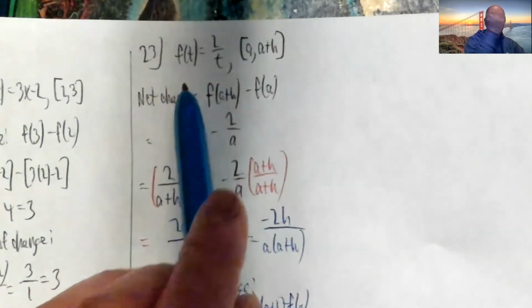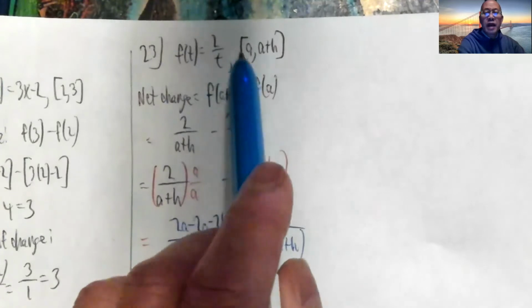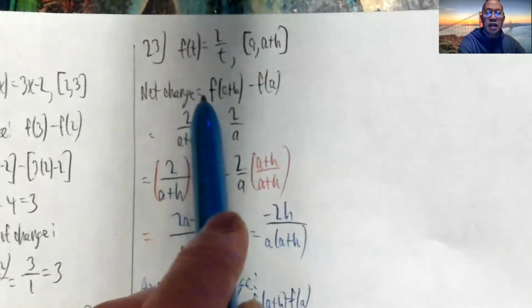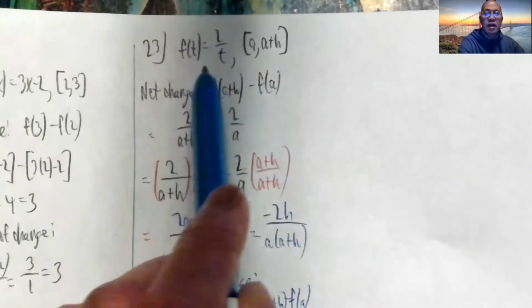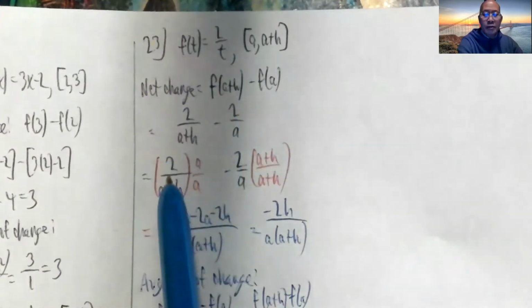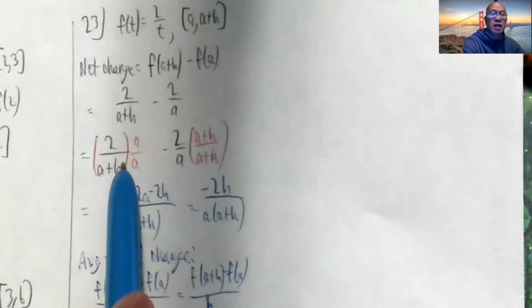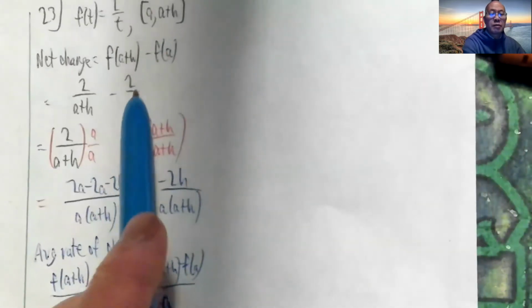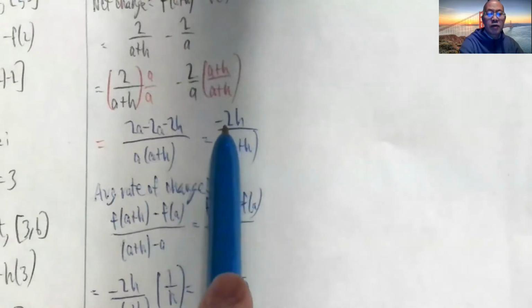23, f of t equals 2 over t from a to a plus h. Net change is f of a plus h minus f of a. So 2 over a plus h minus 2 over a. Get a common denominator, multiply this side by a over a. Multiply this one by a plus h over a plus h. So the common denominator is now a times a plus h. The top is 2a minus 2a minus 2h. 2a's cancel out, negative 2h.